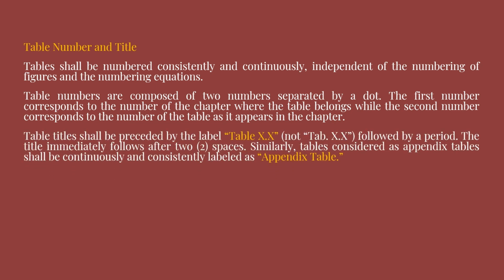The table title shall be preceded by the label Table x.x, not Tab. x.x, followed by a period. The title immediately follows after two spaces. Similarly, tables considered as appendix tables shall be continuously and consistently labeled as Appendix Table, because there are also tables that you will have to put in your appendix. So that's why they should be labeled as Appendix Table.